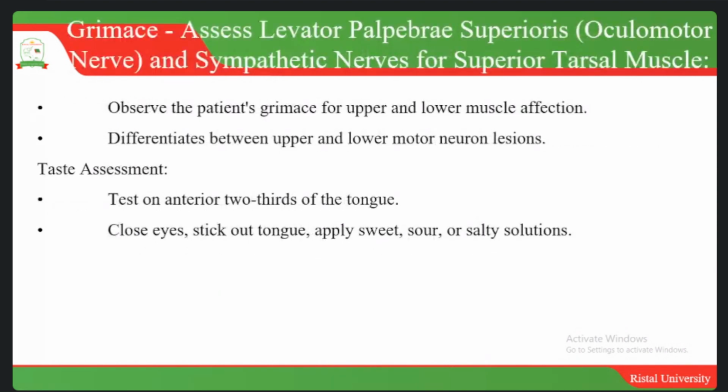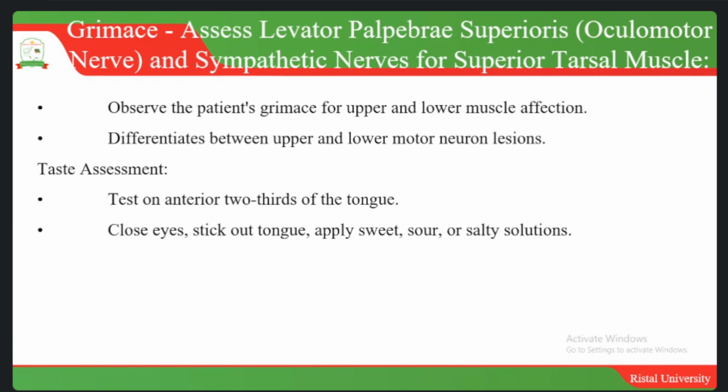The grimace assesses the levator palpebrae superioris, that is the oculomotor nerve, and then the sympathetic nerves for the superior tarsal muscles. So you have to observe the patient's grimace for upper and lower muscle affection, and see whether these muscles are related, the upper and the lower muscles. How are they during the time of grimace?